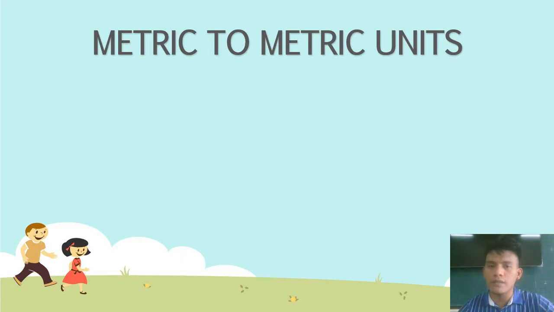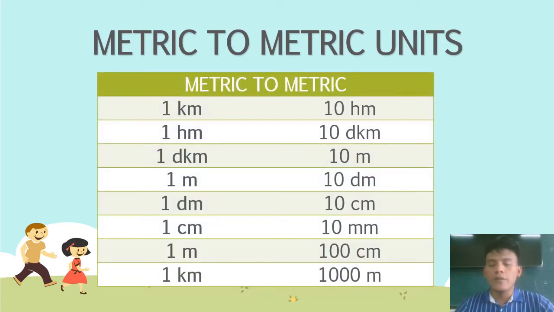Number 5, metric to metric units. We will tackle first metric to metric. The conversion of units for metric to metric units of length is this one. 1 kilometer is equal to 10 hectometers. 1 hectometer is equal to 10 decameters. 1 decameter is equal to 10 meters. 1 meter is equal to 10 decimeters. 1 decimeter is equal to 10 centimeters. 1 centimeter is equal to 10 millimeters.